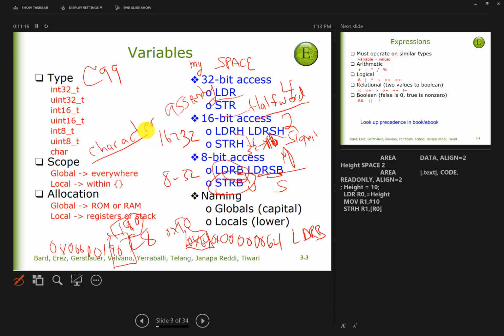I sprinkled in some old stuff that I forgot to change. So when would you need to use char? We're going to use char for characters, like your initials, a J and then a V. Or how do I store the letter J?